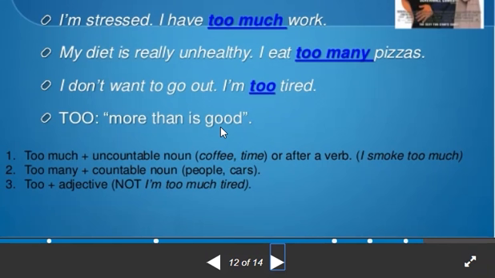Or, for example, the other sentence, my diet is really unhealthy. I eat too many pizzas. Look, too many pizzas, it means more than enough. When something is more than enough, it's something negative. I don't want to go out. I'm too tired. It means that I am excessively tired. It means that I can't move. Too here means more than is good. So please be careful about this usage, because most probably you will have this example in your exam.